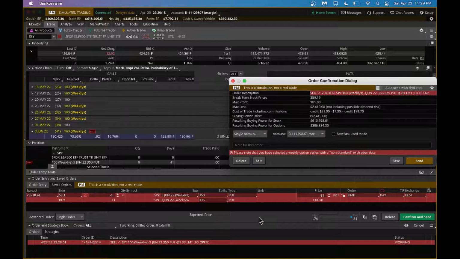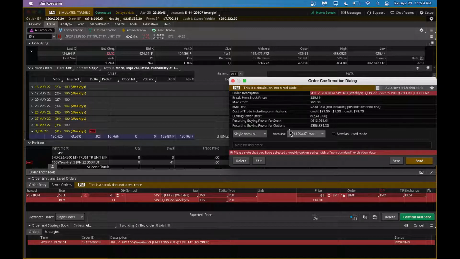If you have a big account, you could keep on doing this month after month. Most probably, the SPY will not reach 360. You get to keep your entire 81 cents. And because it's a defined risk strategy, you're taking a risk of just $25, as you can see here, between 360 and 335. It's a little more conservative, defined risk strategy. You could confirm and send.